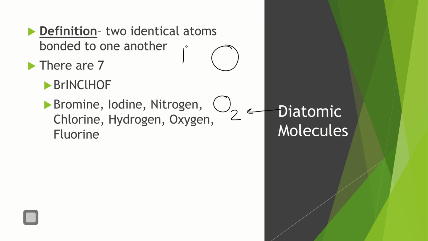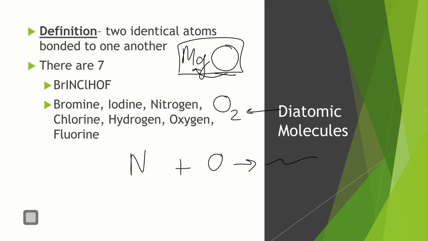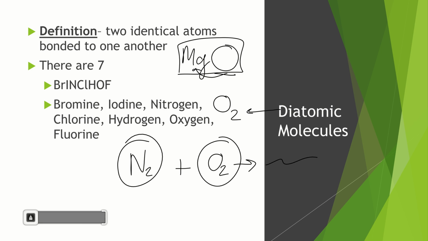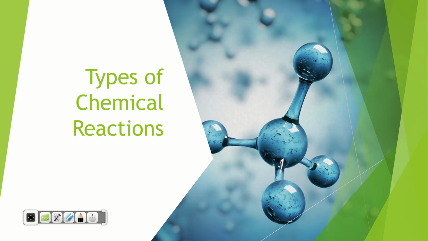It could be one with another element. Okay? This oxygen's not alone anymore. It's bonded with magnesium. I'm saying you will never see in a chemical reaction N plus O forms something. That's not possible. N cannot be by itself. It'll have to be N2. O cannot be by itself. It'll have to be O2. And then it'll react and form something together possibly. So these are 7 elements you need to memorize.